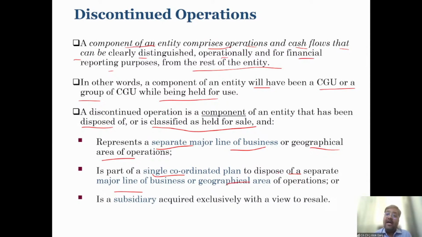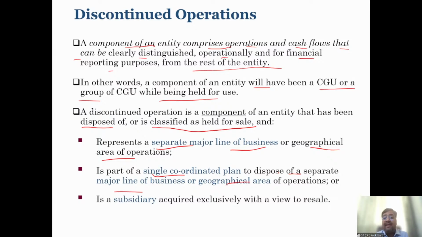For example, Tata Motors has 5 plants across India, and they will say that slowly and gradually we will discontinue the manufacturing of commercial vehicles in our plants. So we will first discontinue, let's say, the Eastern India plant, then Western India plant, then Southern India plant, then Northern India plant, then Central India plant. So it is part of a single coordinated plan to discontinue the major line of business, right?